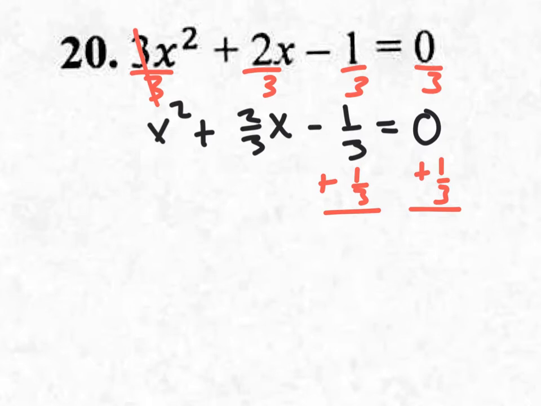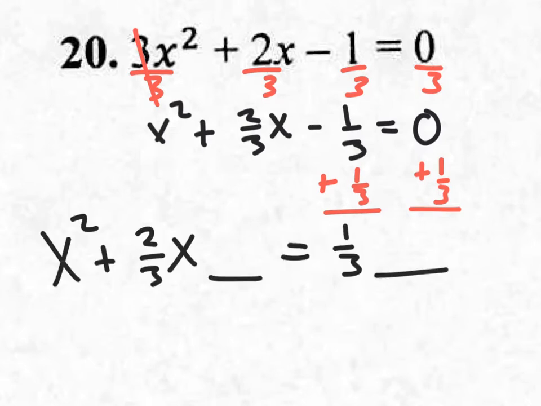So you're going to have a new equation. It's going to be x squared plus 2/3 x blank spot equals 1/3 blank spot. So once again, I moved this old C value over to the other side. I now have space for my new perfect C value that I want to come up with. And of course I put a space over here because whatever I add on to here, I have to add on over here. So how do I find my perfect C value?